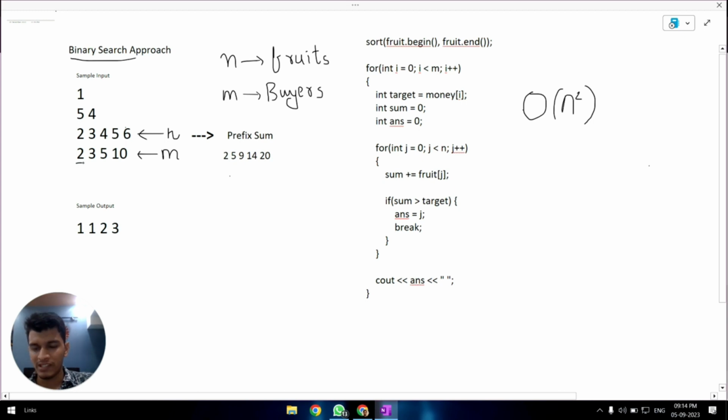The first buyer has 2 rupees, so he can buy the fruit of 2 rupees. But he cannot buy the fruit which costs 5 rupees. So he has to return the index of 5 rupees. We can see by the sample output that this is index 0, this is index 1, and this goes on.